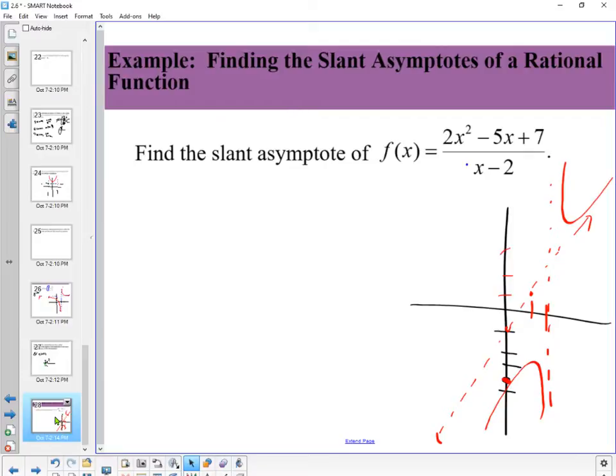I'm still confused how you got the oblique asymptote. I just divided. I divided the numerator by the denominator. Oh, okay. And then the quotient becomes the equation of the line.